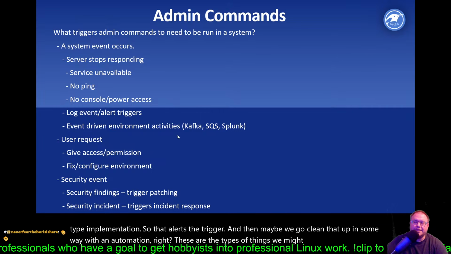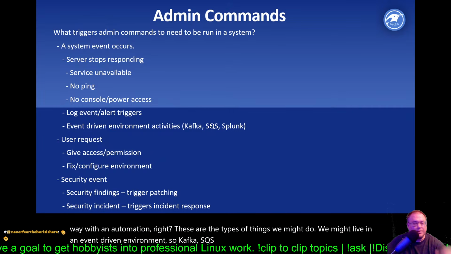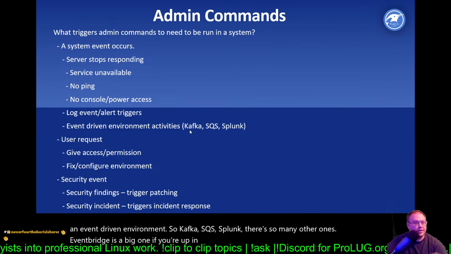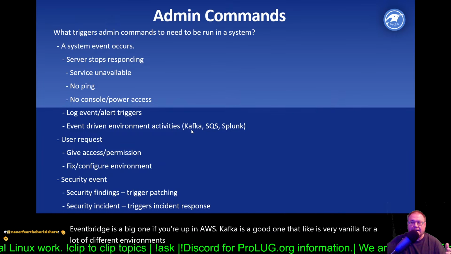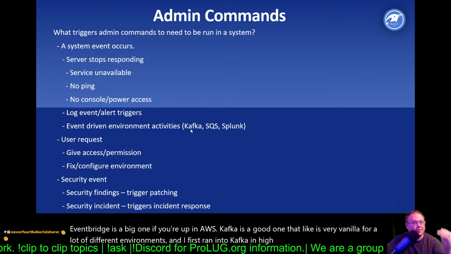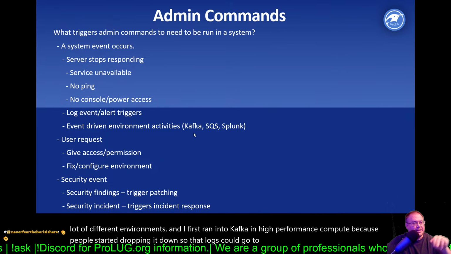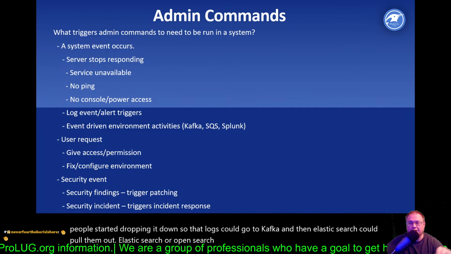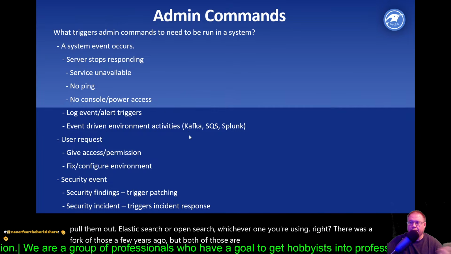We might live in an event-driven environment. So Kafka, SQS, Splunk, there's so many other ones. EventBridge is a big one if you're up in AWS. Kafka is a good one that is very vanilla for a lot of different environments. And I first ran into Kafka in high performance compute because people started dropping it down so that logs could go to Kafka and then Elasticsearch could pull them out. Elasticsearch or OpenSearch, whichever one you're using, right? There was a fork of those a few years ago. But both of those are still valid. Both of those are still usable.